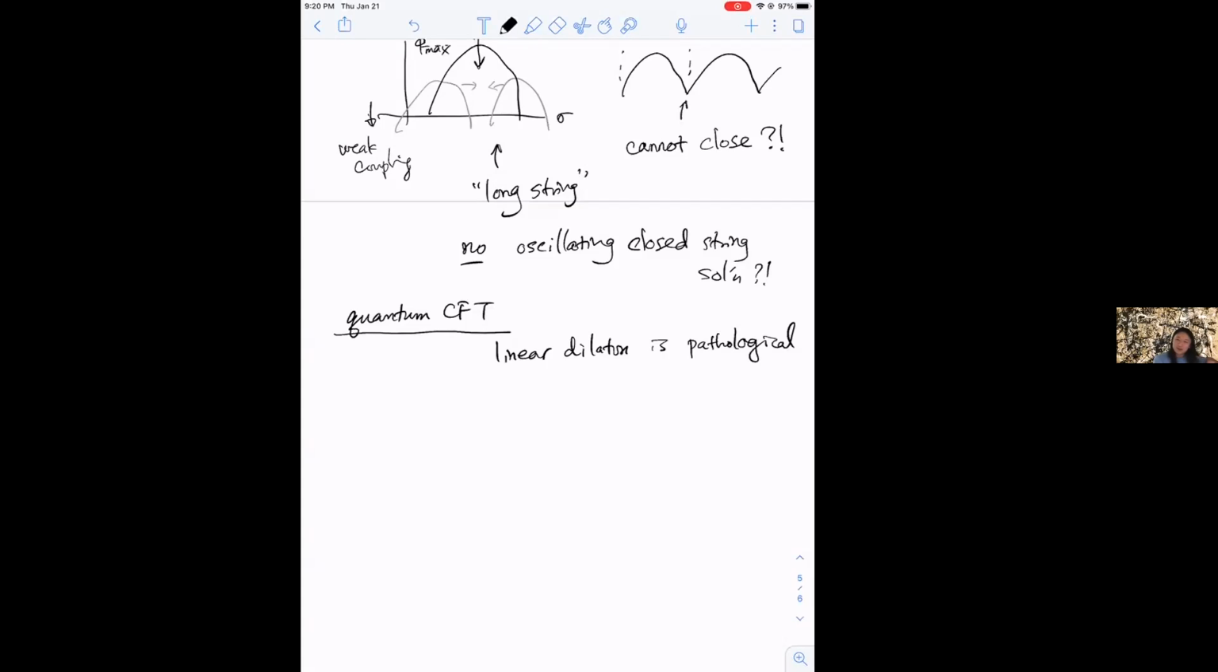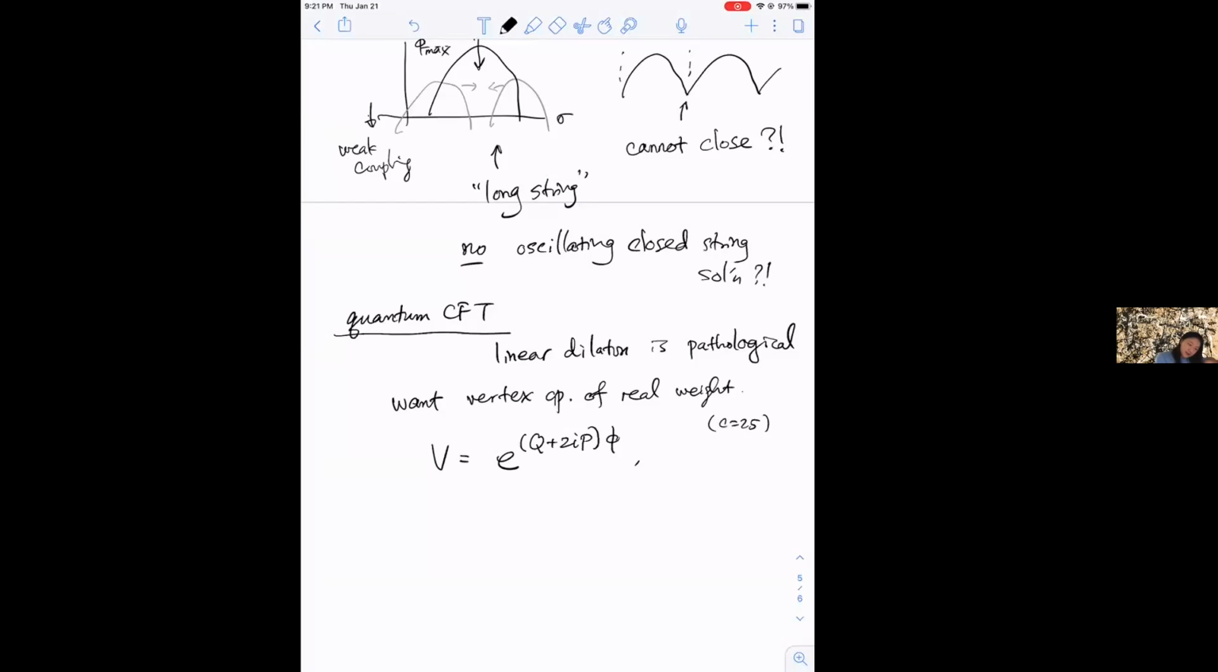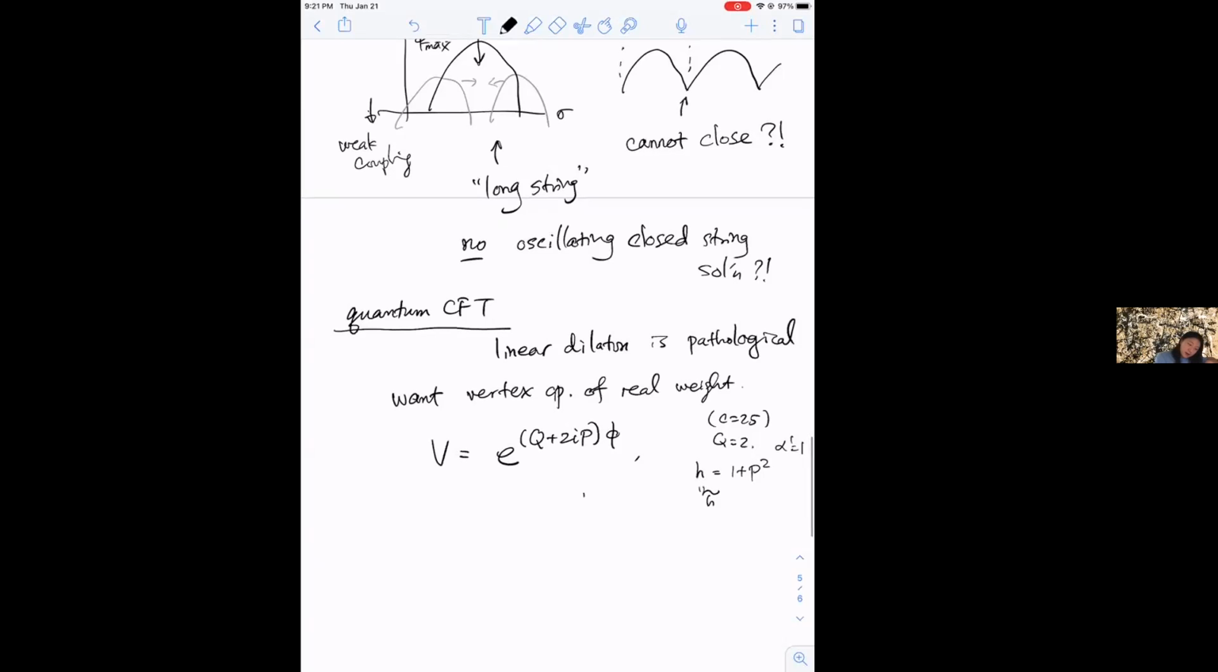Well, you'll see. We would want vertex operators of real weight. If you write the vertex operator of the exponential form, e to the alpha phi, normal ordered as usual, then for the linear dilaton theory, it's well known, as in the exercise discussed early on in Polchinski, that you have to have a vertex operator that looks like this. For my purpose, c equals 25 CFT, Q would be equal to 2, and the weight of this operator is going to be, working in alpha prime equals 1 convention for now, 1 plus p squared. So is h tilde. So you want this parameter p to be real, for the weight to be real.